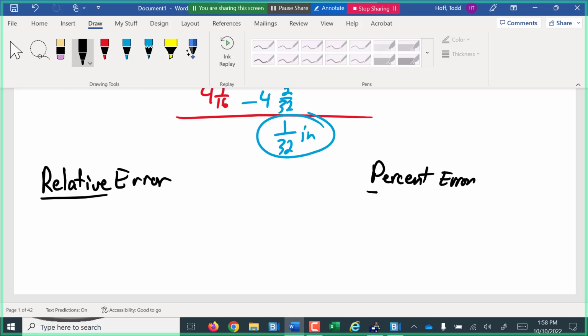Some textbooks just treat them as the same thing, just two different ways of expressing it. Other textbooks use relative error and percent error differently. Really, they are the same thing, just one is expressed as a percent, the other is expressed as a rate. So the relative error is the absolute error divided by the actual value.